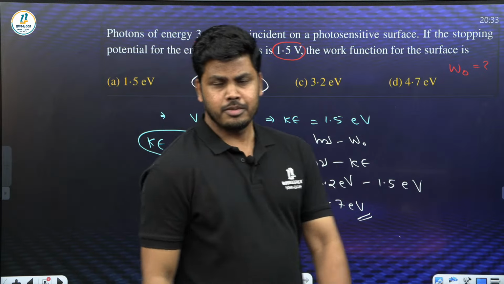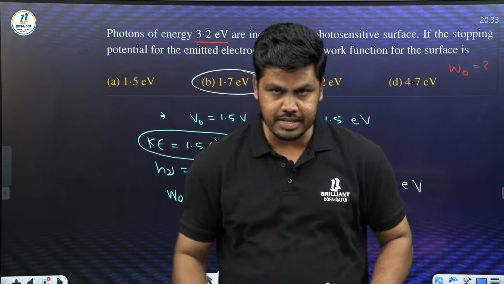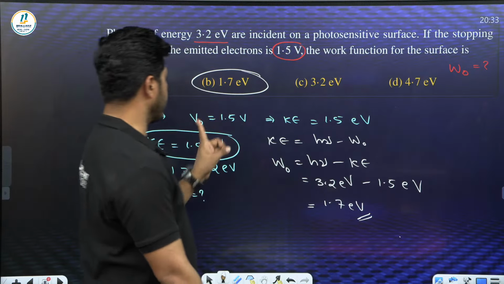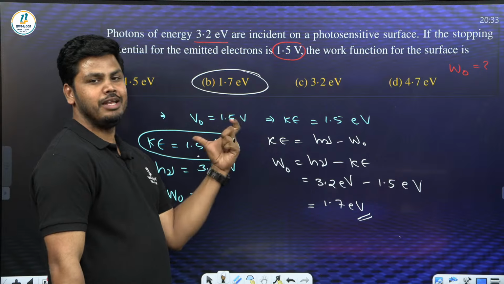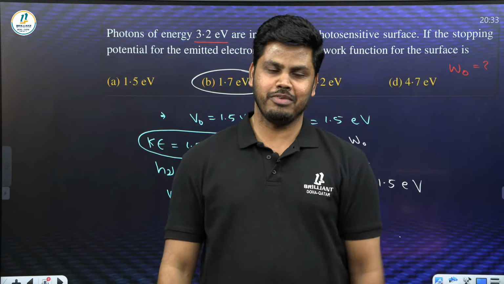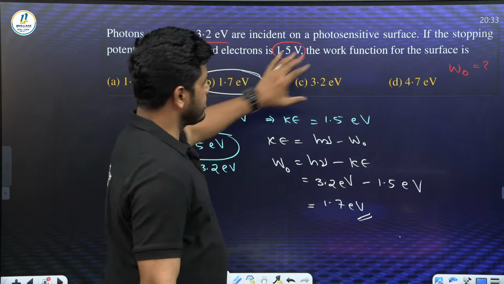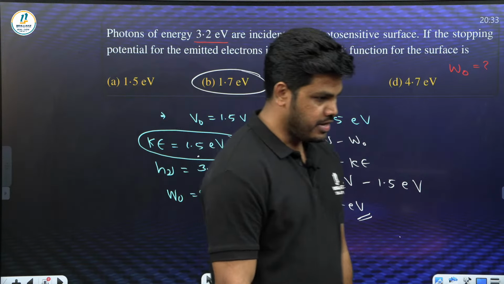So only one simple concept made that question very easy. If you know how kinetic energy can be understood from the stopping potential value, that question is already solved. Then just substitution and simplification is remaining. So that is about Einstein's photoelectric equation.